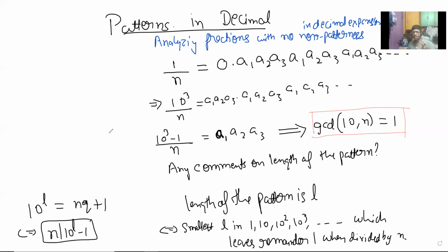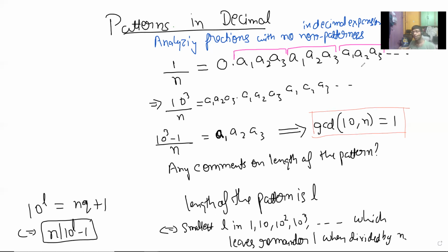So what have we seen so far? We have seen that if there is a pattern right from the beginning, and if there is no pattern, that's a very dangerous place, irrationals, then it means that n is coprime to 10. And the length of the pattern is the smallest power such that 10 to that power leaves a remainder of 1 when divided by n.